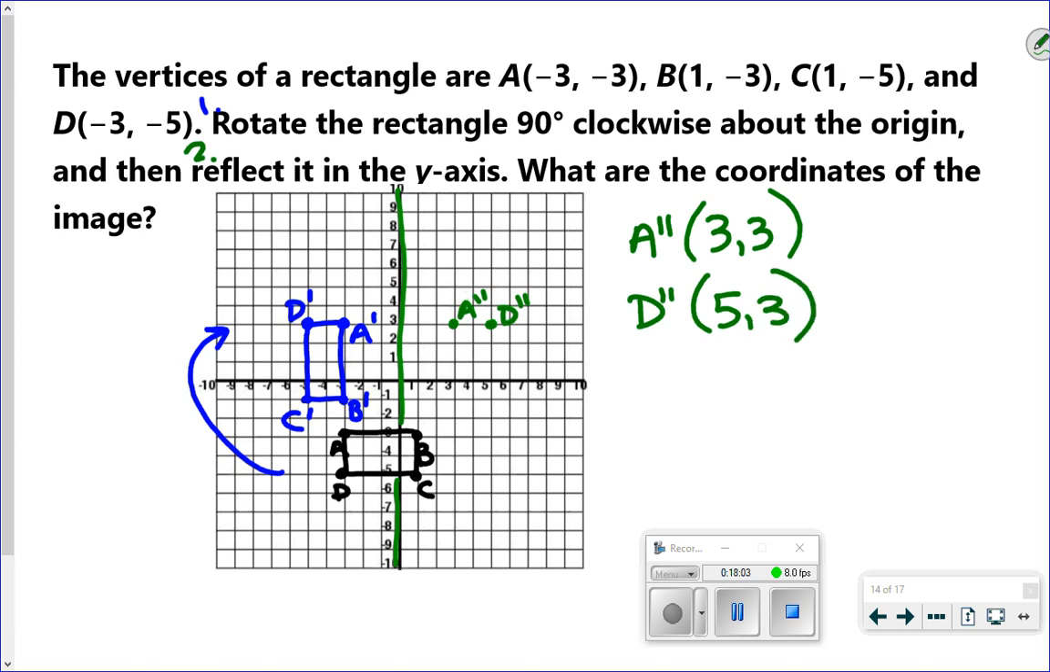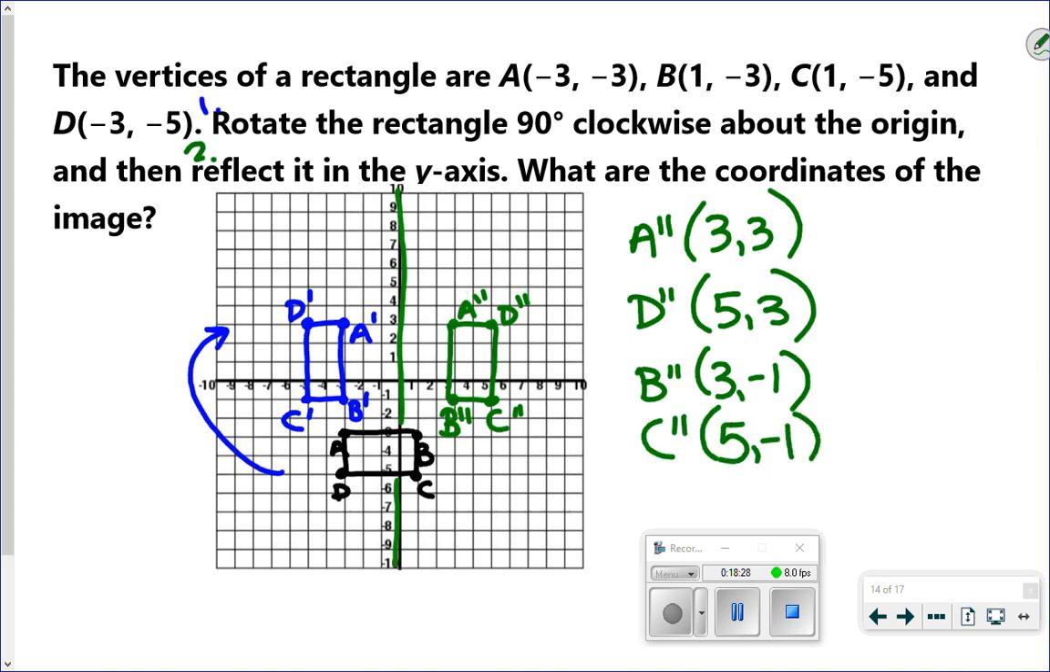For C, actually we'll do B next. So it looks like B is 3 to the left. Now it's going to be 3 to the right. Second copy of B is at 3, -1. And then my second copy of C is right there, makes a connection. Second copy of C, looks like that point is 5, -1.